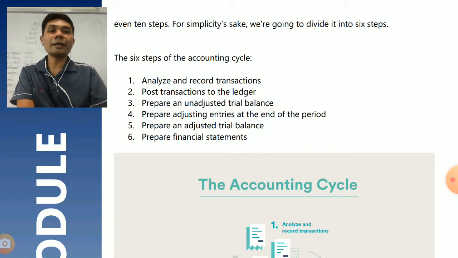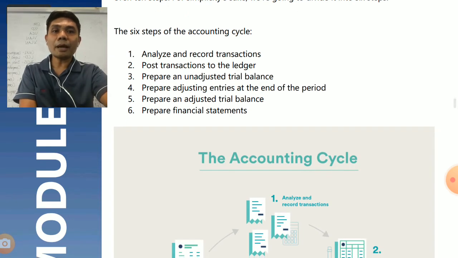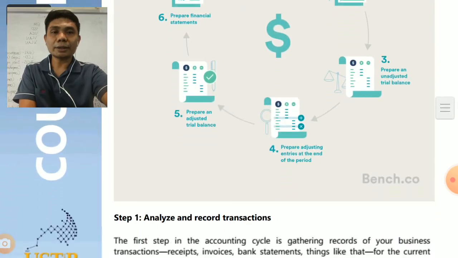Here you create T-accounts. Prepare an unadjusted trial balance. Next is to prepare adjusting entries at the end of the period. Fifth is to prepare the adjusted trial balance, and sixth is to prepare the financial statements.